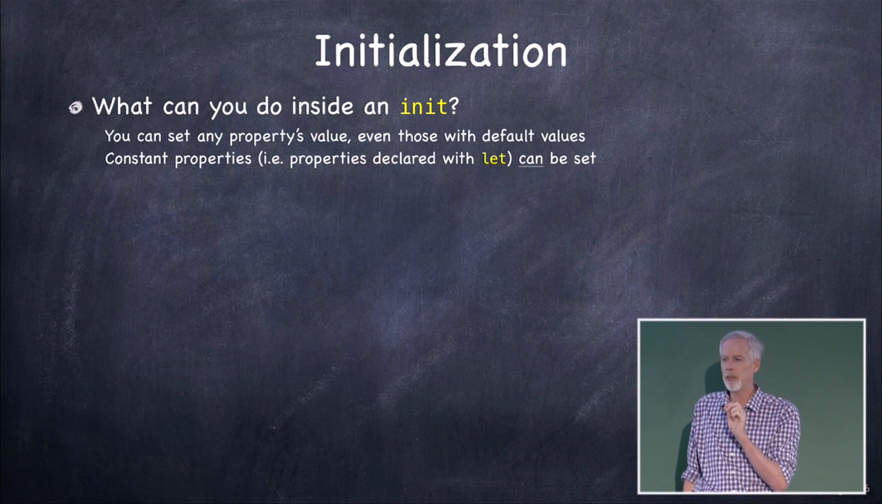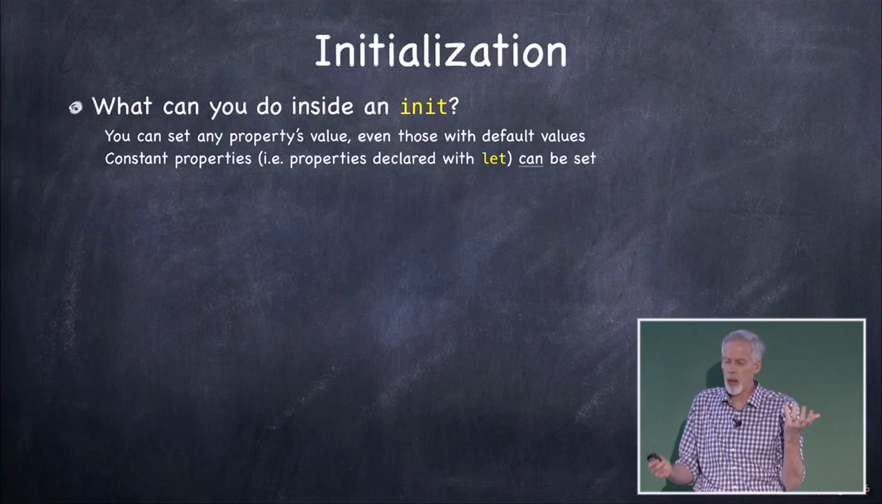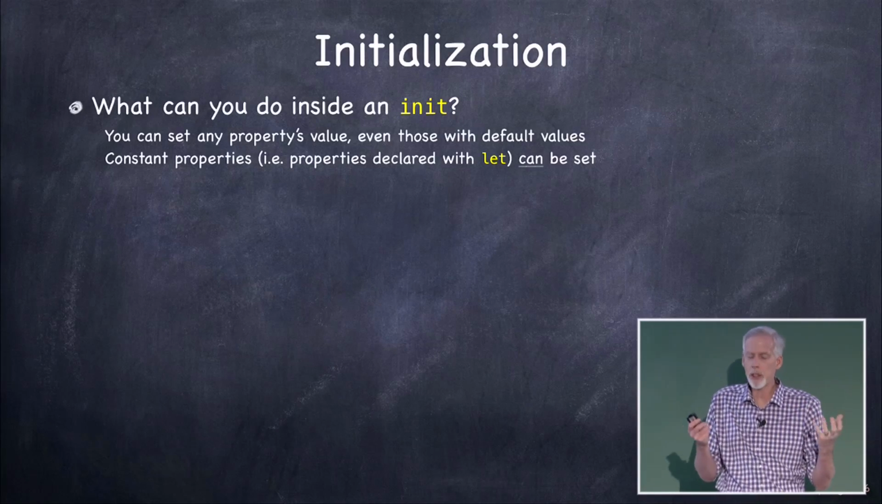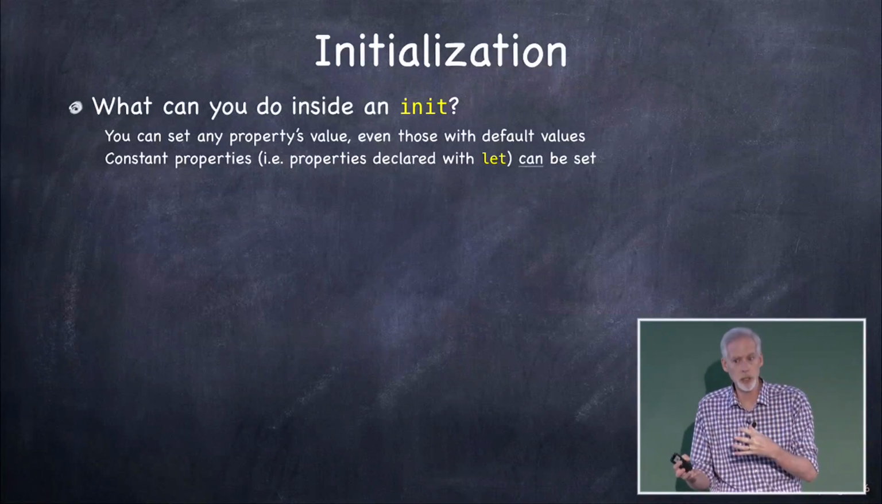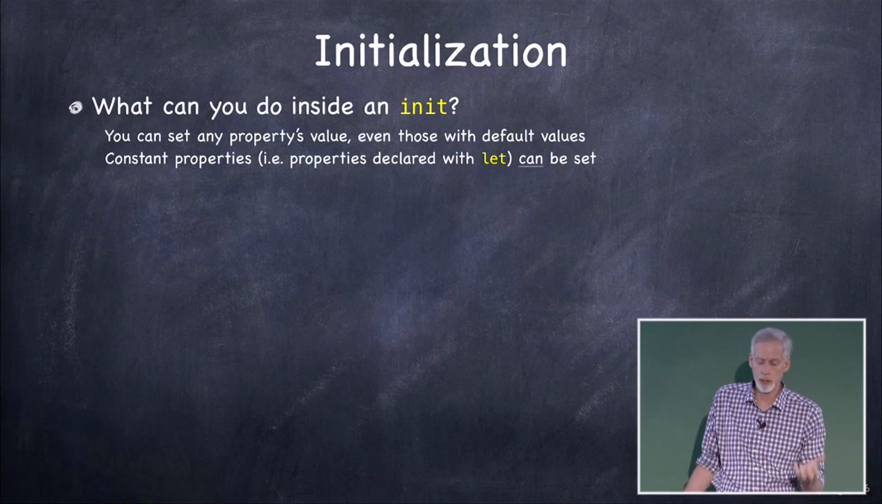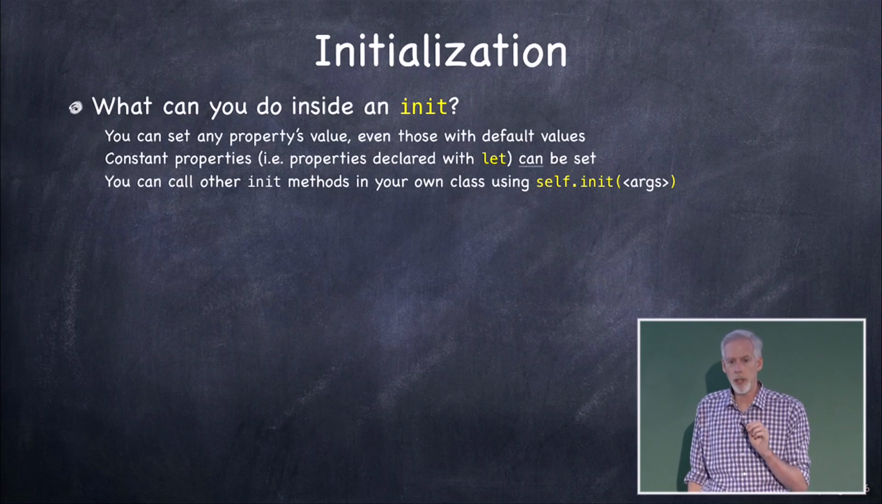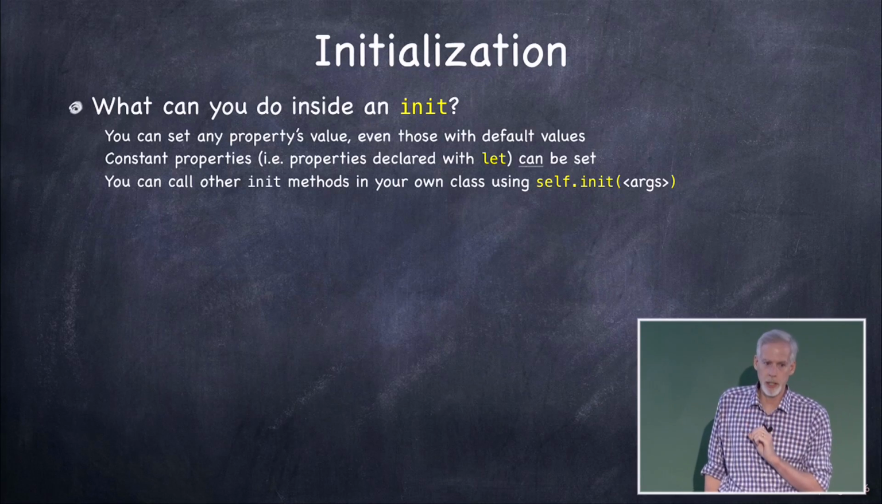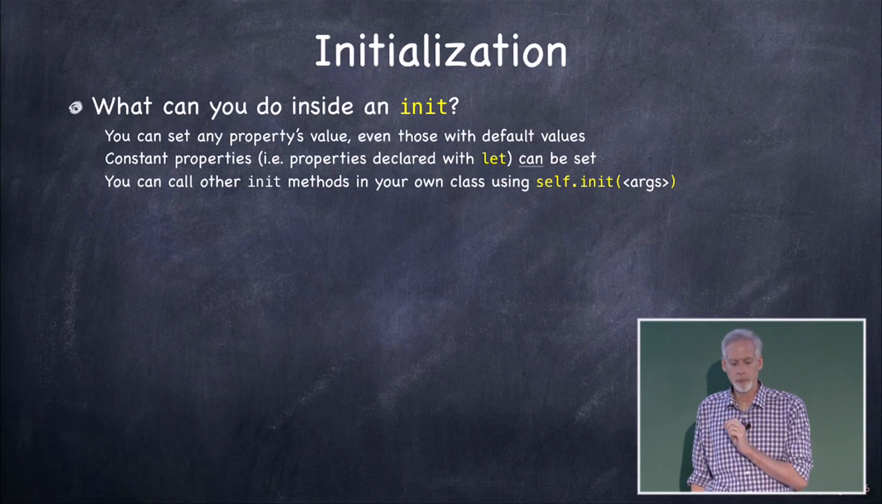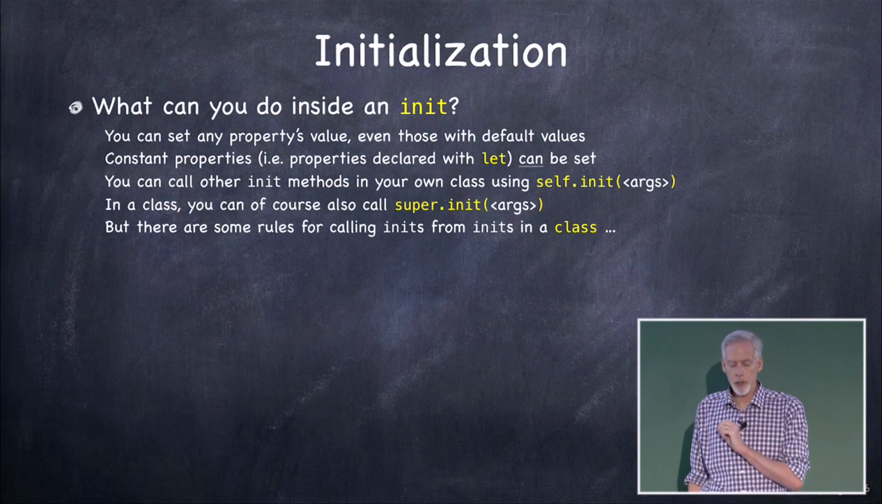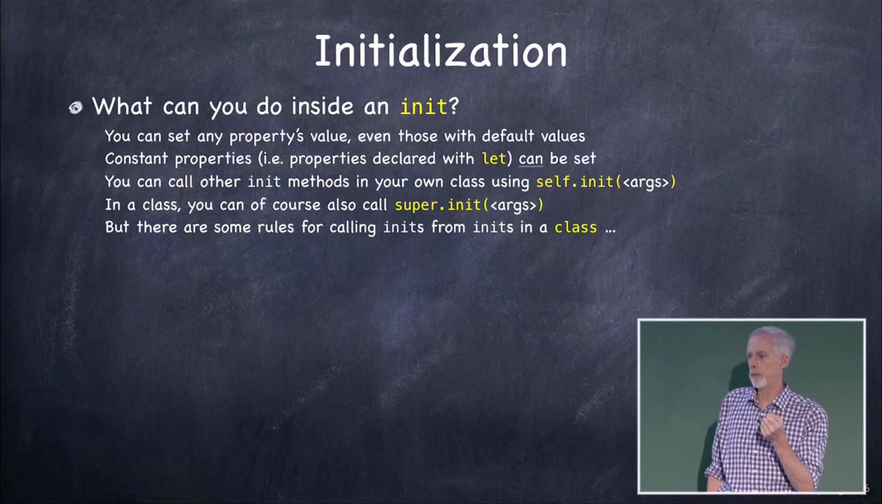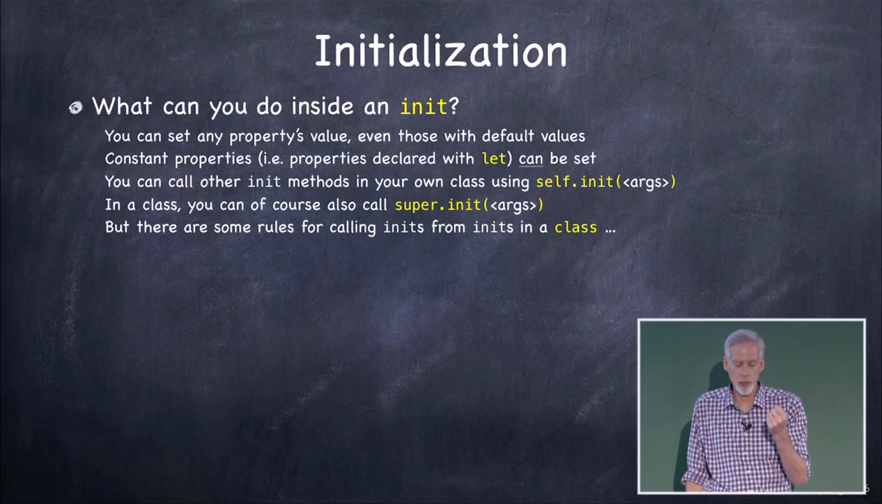Constant properties are fairly rare. Why would you have something that's constant? You might, though. You might have something that is determined in initialization and then never changes. You can call other init methods from your init. You actually can call one other init method from an init. And you can call superclass inits. You can call your superclass's initializers.